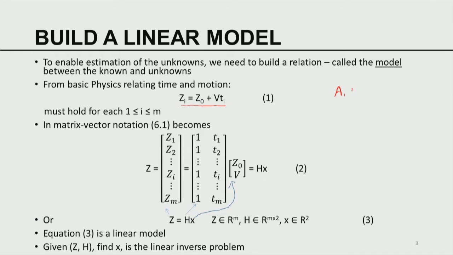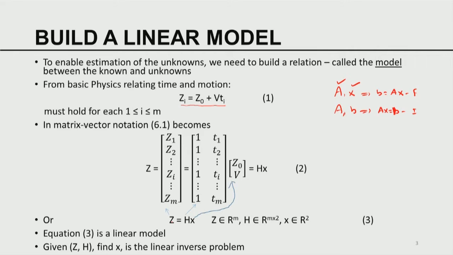Given A, given B, given x, computing b is equal to Ax, that is, when these two are given, computing this is the forward problem. Given A, given b, computing the solution x in Ax is equal to b, that is the inverse problem. We have already seen that in several classes.